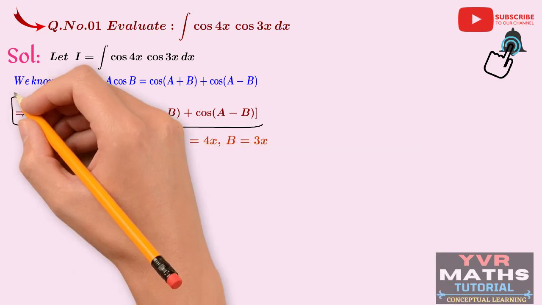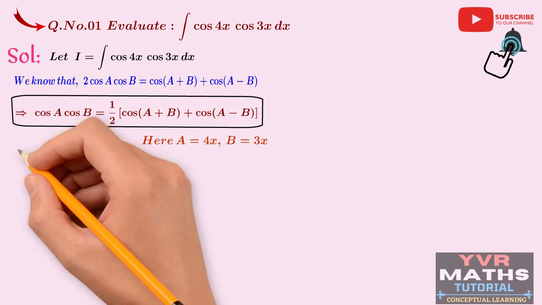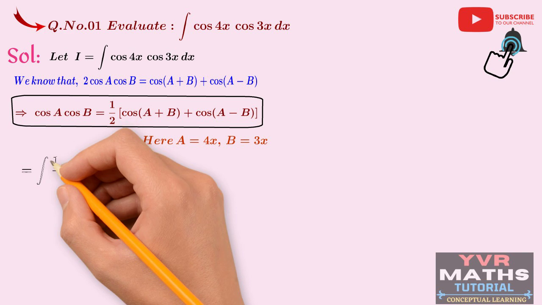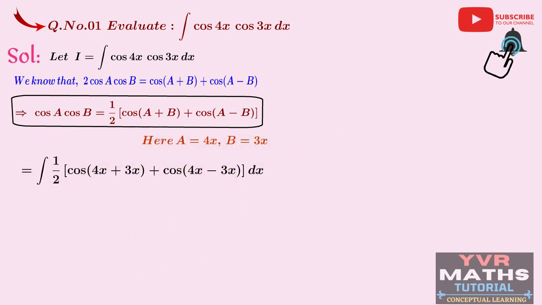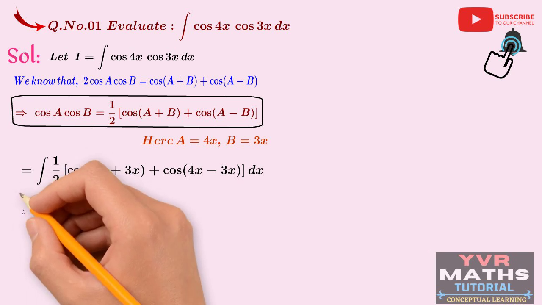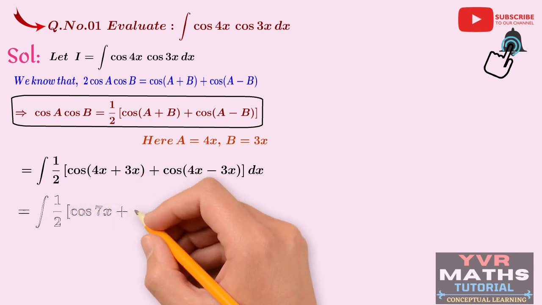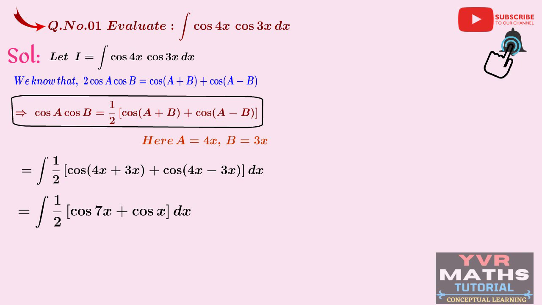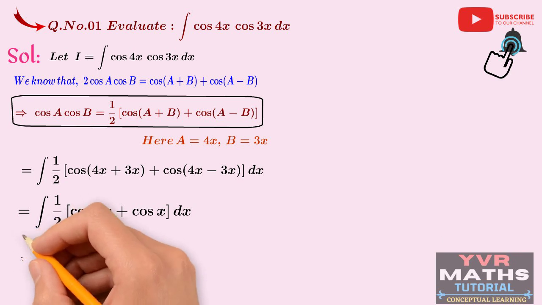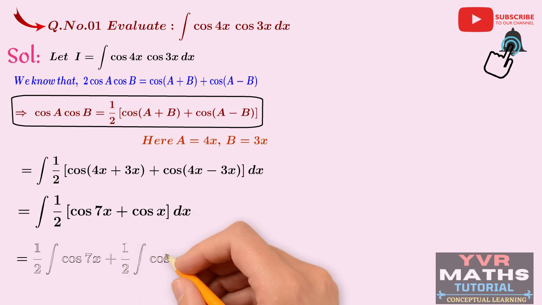So in this formula, if we substitute capital A and capital B values, then what we will get? Integral 1 by 2 into cos of 4x plus 3x plus cos of 4x minus 3x dx. If we simplify this one, then the next step is integral 1 by 2 into cos 7x plus cos x dx. By using basic properties of indefinite integrals, I am going to apply individual integrals. Then the next step is 1 by 2 into integral cos 7x plus 1 by 2 into integral cos x dx.